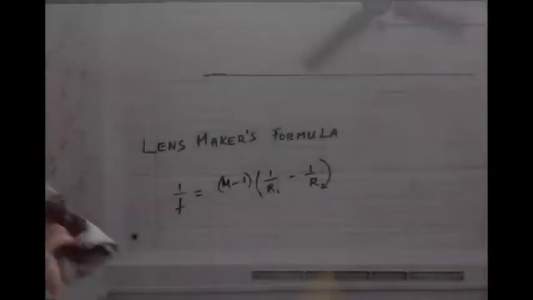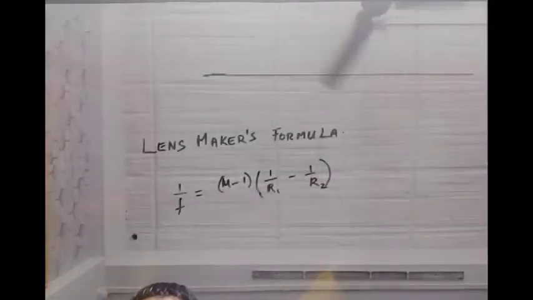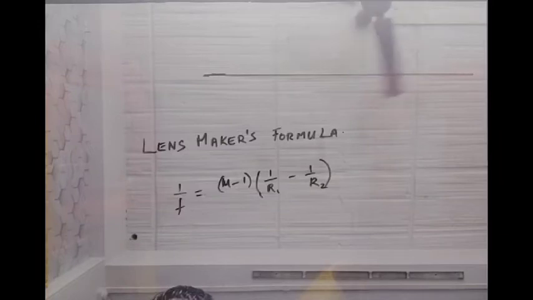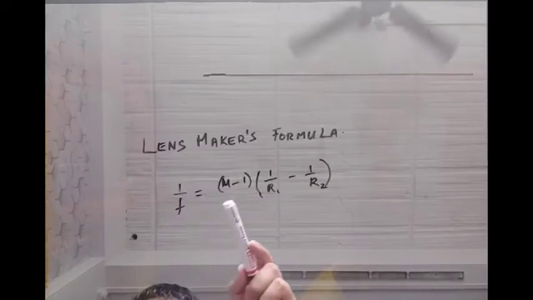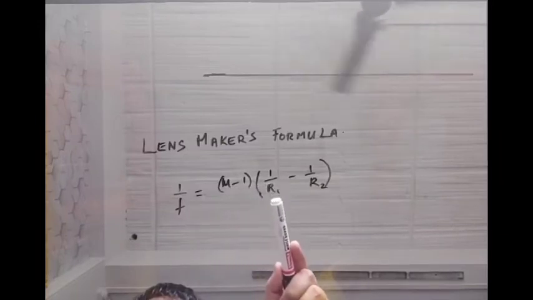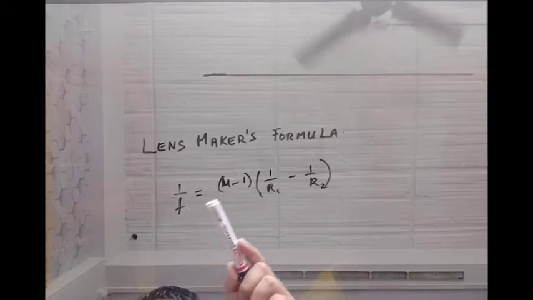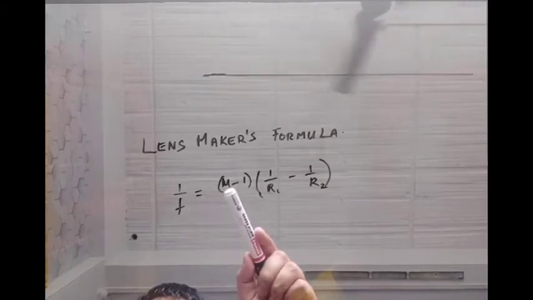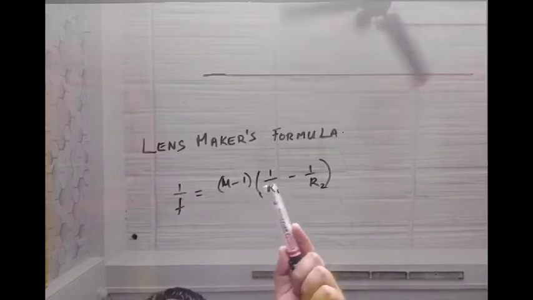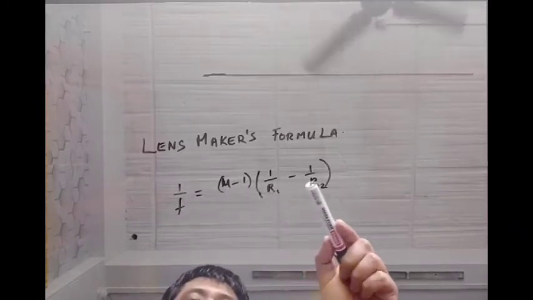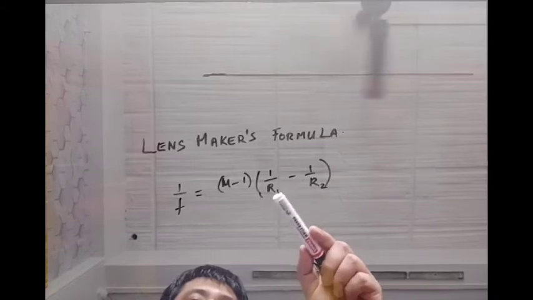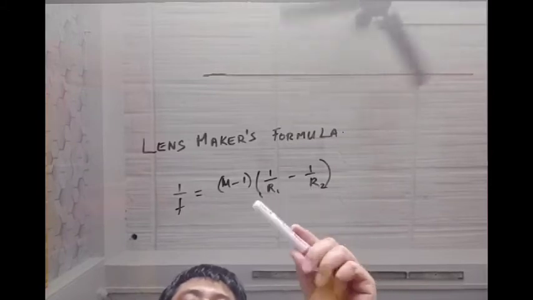Hello everyone. In this video I'm going to explain the Lensmaker's formula. 1 by f equals to (mu minus 1) times (1 by r1 minus 1 by r2). Here f is the focal length of the lens, the required focal length, and mu is the refractive index of the material with respect to air, the absolute refractive index. And r1 and r2 are the radii of curvature of the two surfaces.